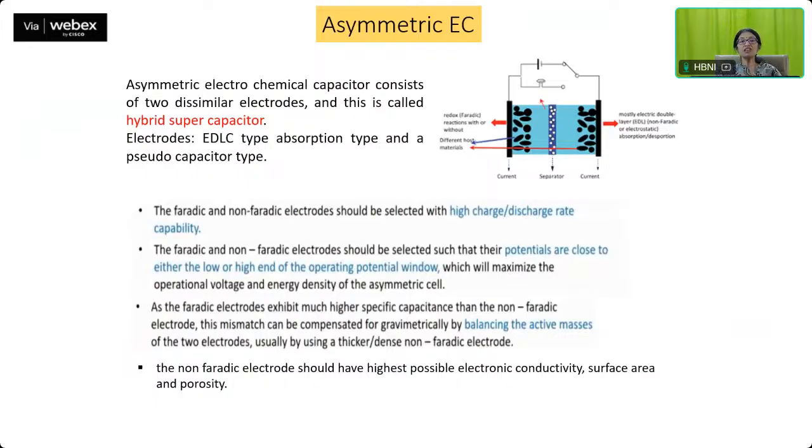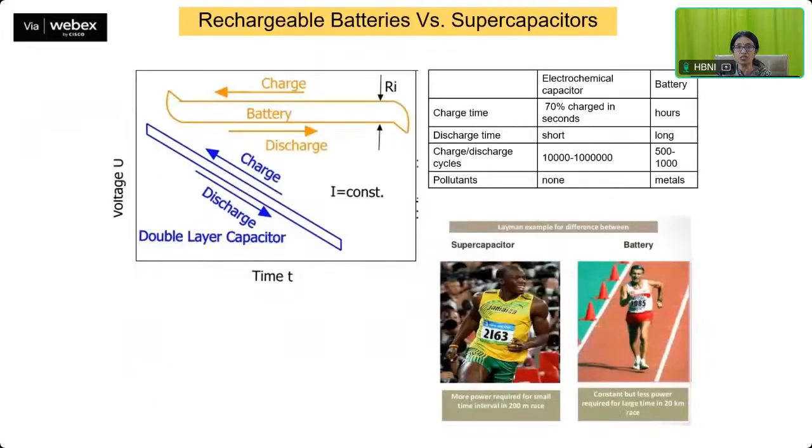So please remember that whenever we are having a Faradaic and a non-Faradaic electrode, if you have a much higher specific capacitance, which you will find obviously for Faradaic electrodes, then the non-Faradaic component, you have to make it more thick, so that by the gravimetric balance, this mismatch can be compensated. And the non-Faradaic electrode should have the highest possible electronic conductivity, surface area, and porosity.